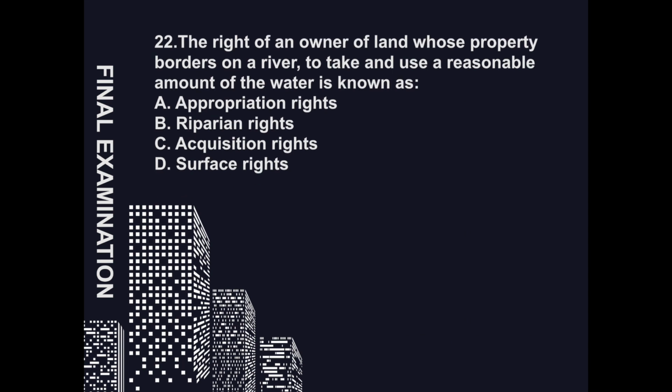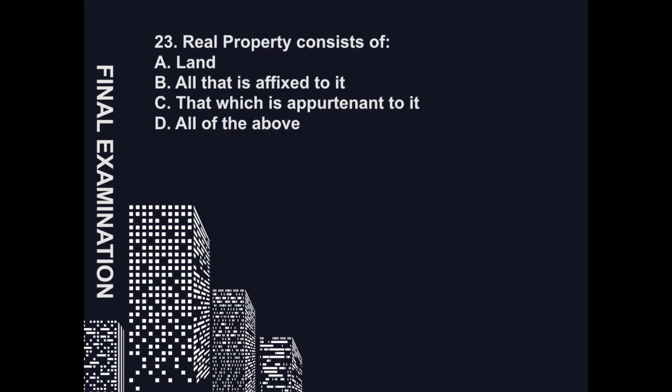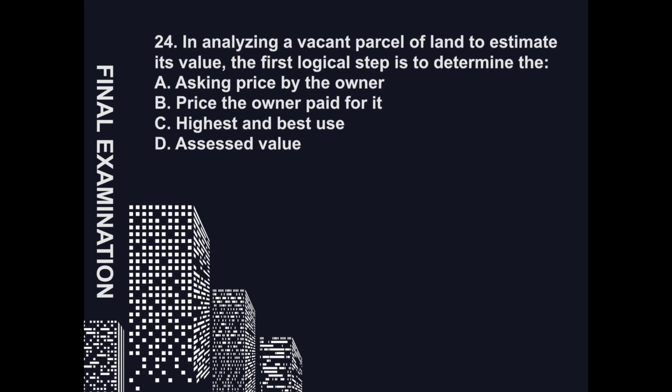The right of an owner of land whose property borders on a river, to take and use a reasonable amount of the water is known as riparian rights. Real property consists of all of the above. In analyzing a vacant parcel of land to estimate its value, the first logical step is to determine the highest and best use.